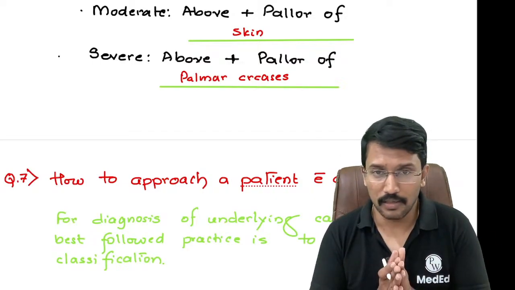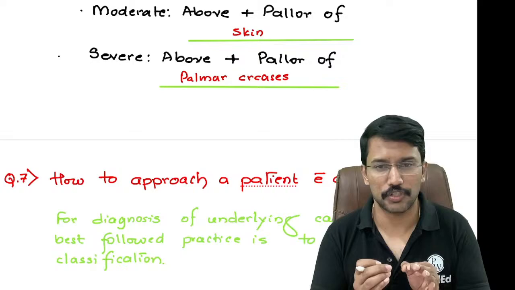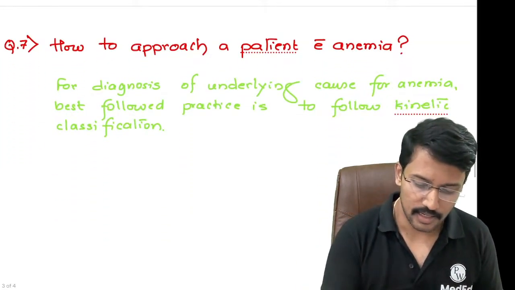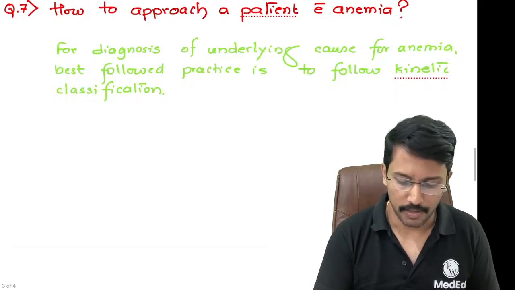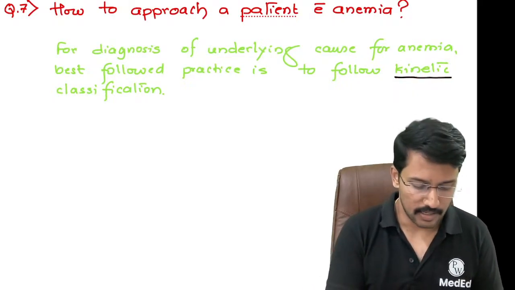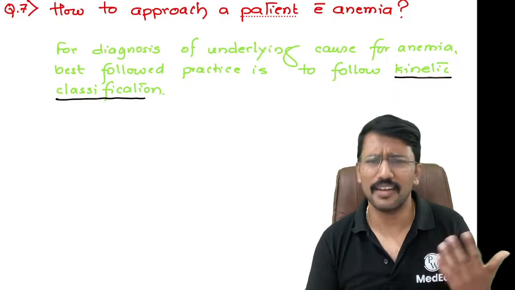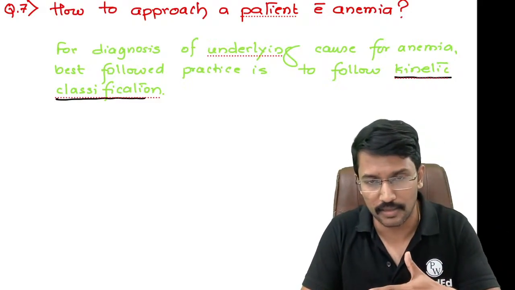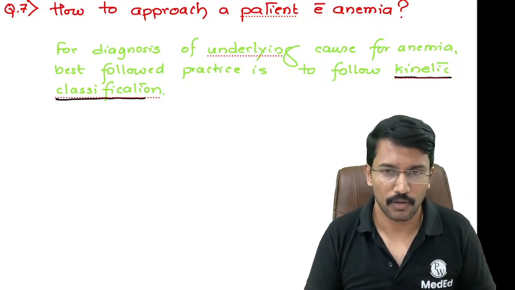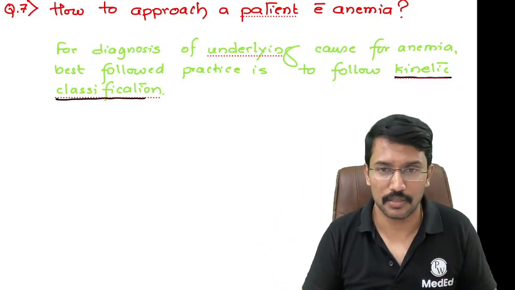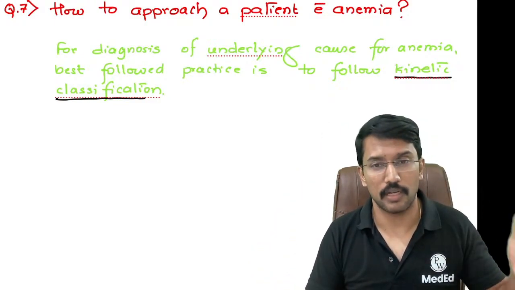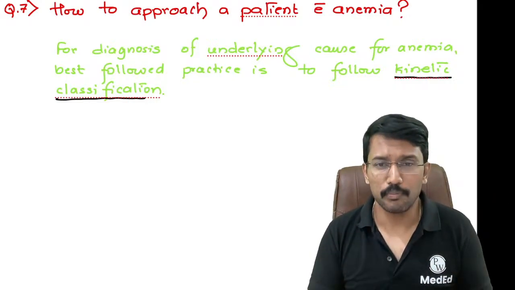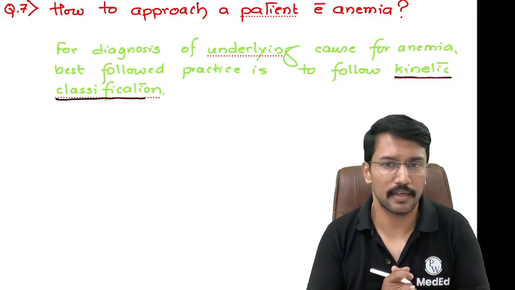But the most practical and most commonly used approach, which is also endorsed by Harrison, is what we call the kinetic classification of anemia. There are different approaches, right? You can classify the patient with anemia as having microcytic or macrocytic, depending on the peripheral smear. Or you can run a battery of investigations. You can check their iron level, B12 level, folic acid level, everything. But a simpler and easier approach is to follow the kinetic classification.